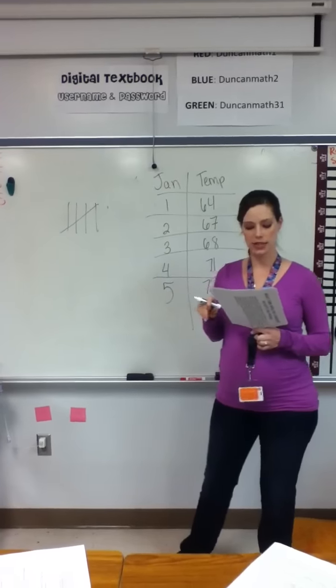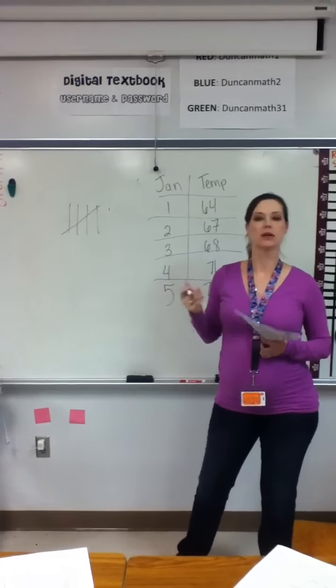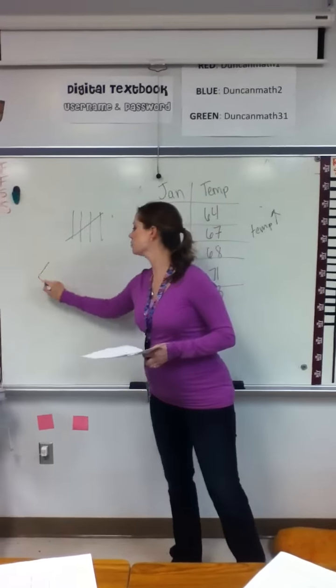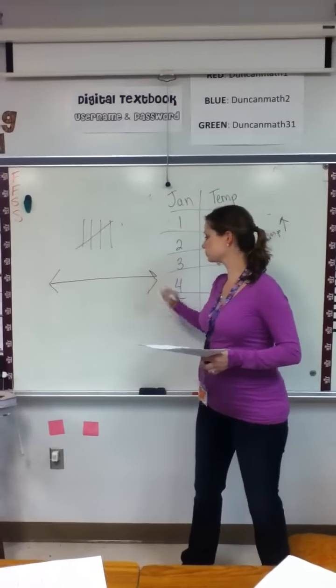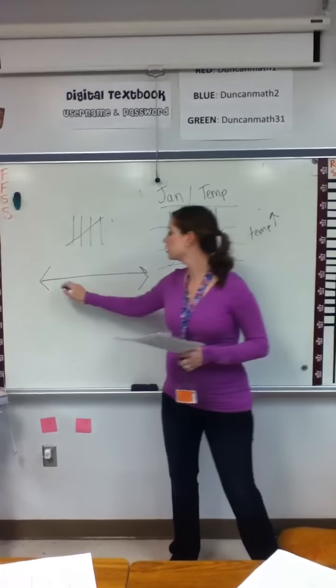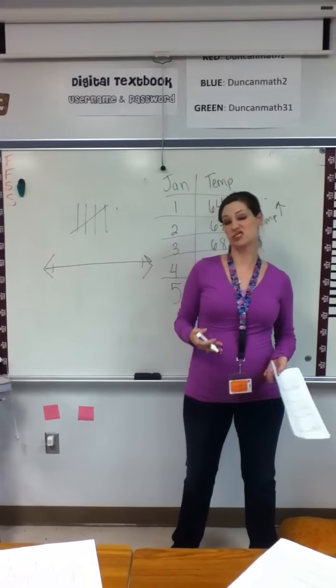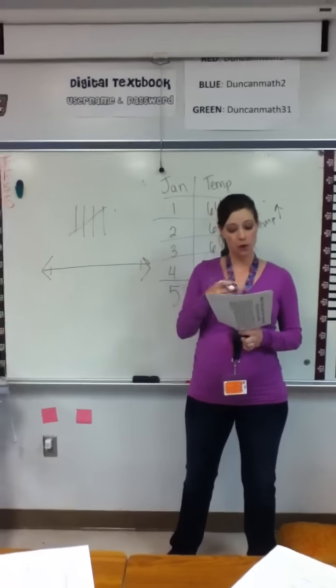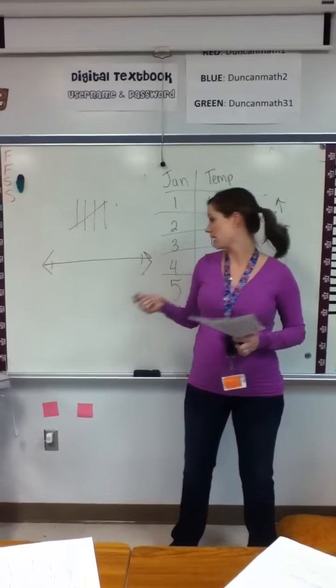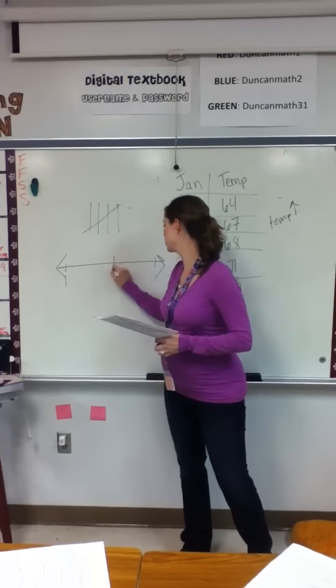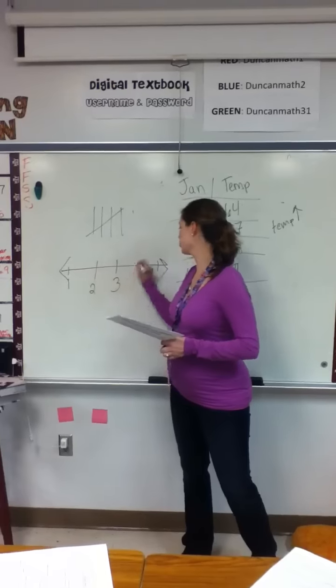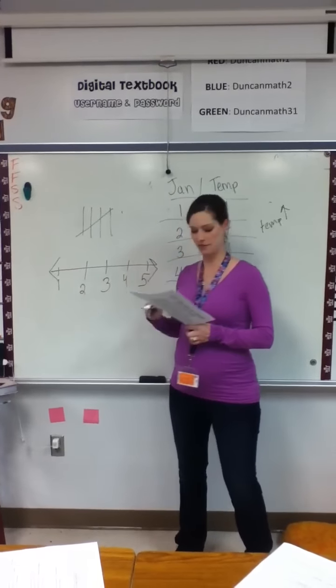Question 20 says make a line plot of the data. To make a line plot, start with a number line. Once you have a number line, put any numbers on there that make sense. It may make sense to start at 1. It may make sense to start at 100. It just depends. With our data, it makes sense to go from 1 to 5. So this is going to be 1, 2, 3, 4, and 5.